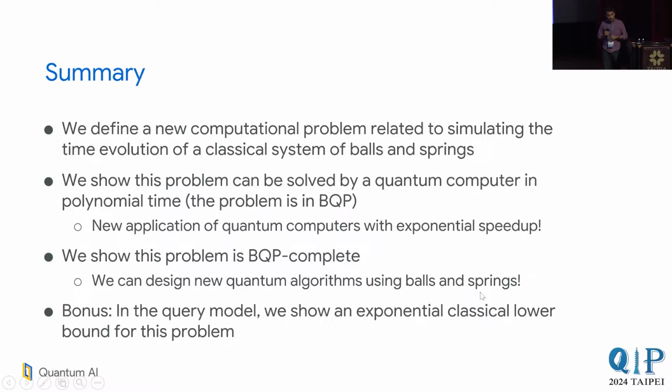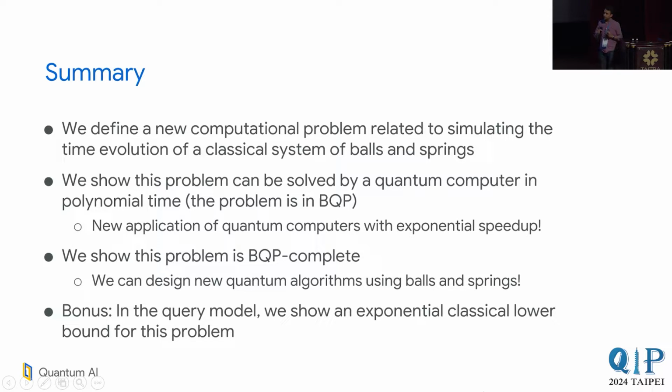And why is it an exponential speedup? That's because of the third bullet point. That is, we show that this problem is BQP complete. And what that means is it's among the hardest problems that a quantum computer can solve efficiently, or more technically, what it means is that any problem that can be solved by a quantum computer in polynomial time can be reduced to this problem efficiently by a classical polynomial time algorithm.